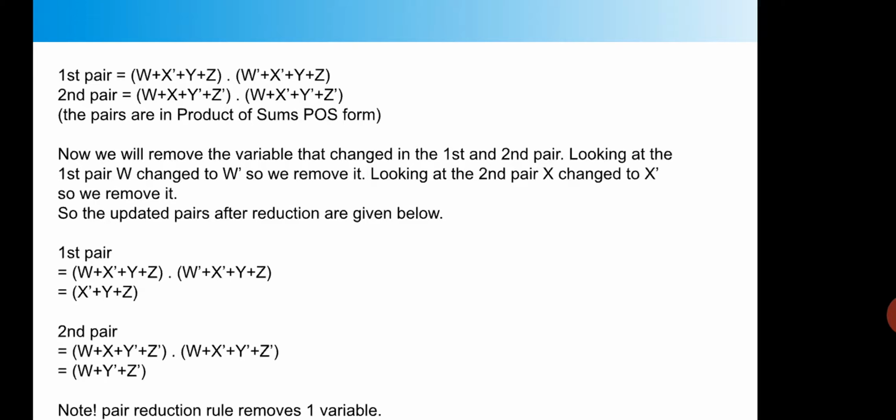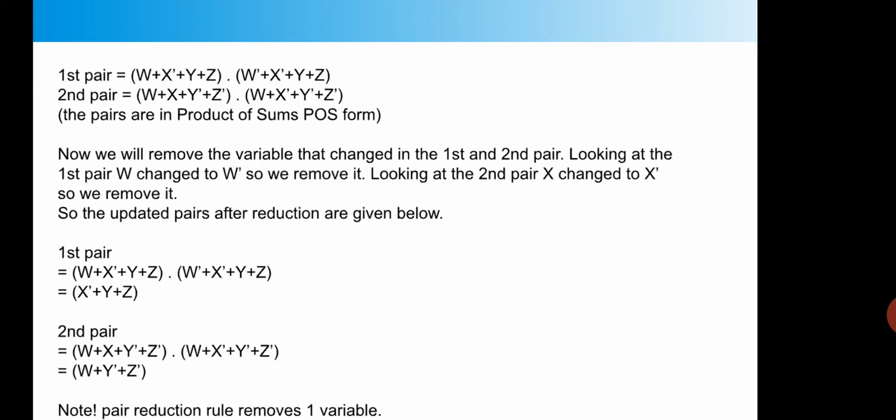Now we will remove the variable that changed in the first and second pair. Looking at the first pair, w changed to w dash, so we can remove it. In the first pair, w plus x dash plus y plus z into w dash plus x dash plus y plus z, the w literal has changed to w dash. That is the reason why we remove it. Looking at the second pair, here x has changed, so the x will be removed.